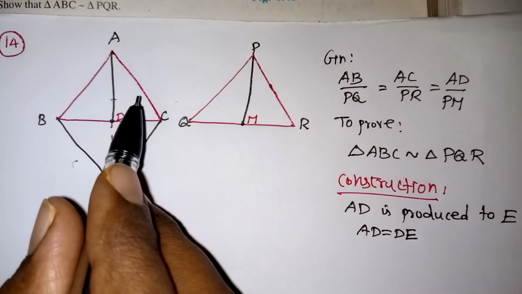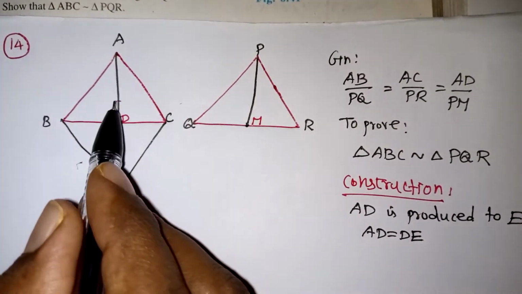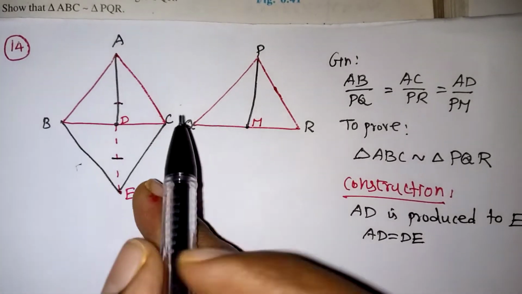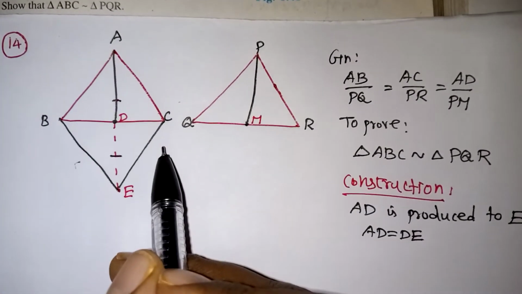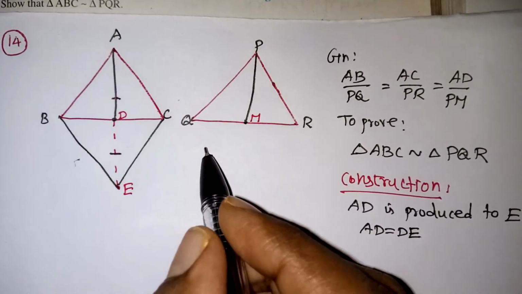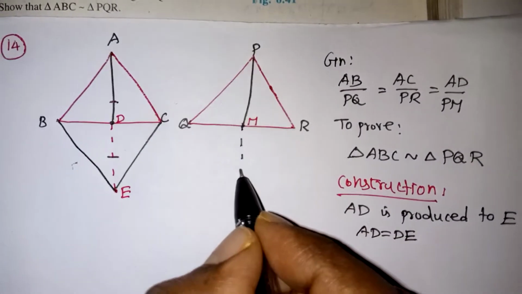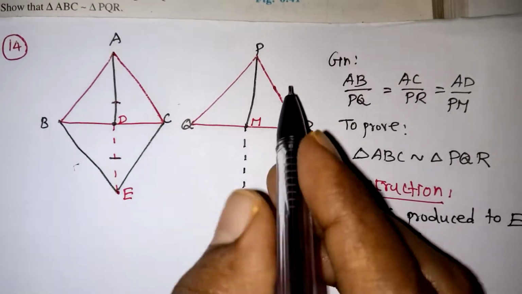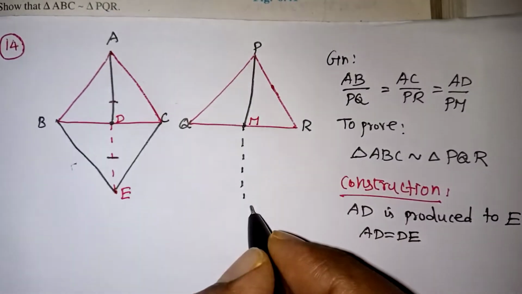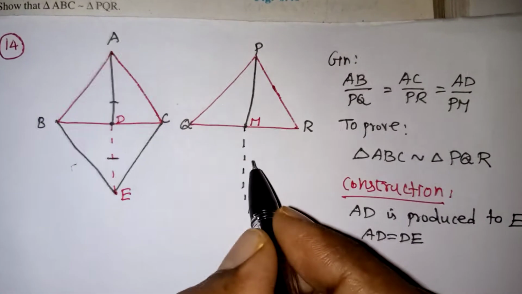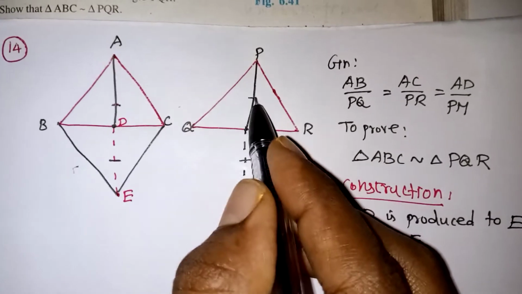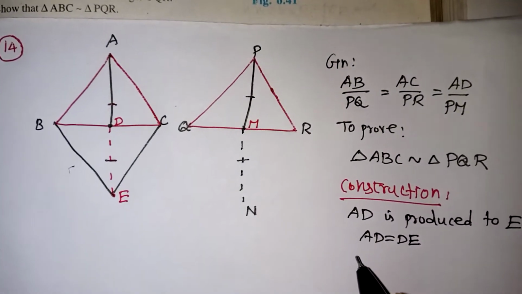Definitely this is a quadrilateral, a four-sided figure. So these two sides are also equal, and opposite sides will definitely be parallel. The same thing here also we are going to do. Let us produce PM to N, so that MN and PM are equal. That is also a construction we are doing here.